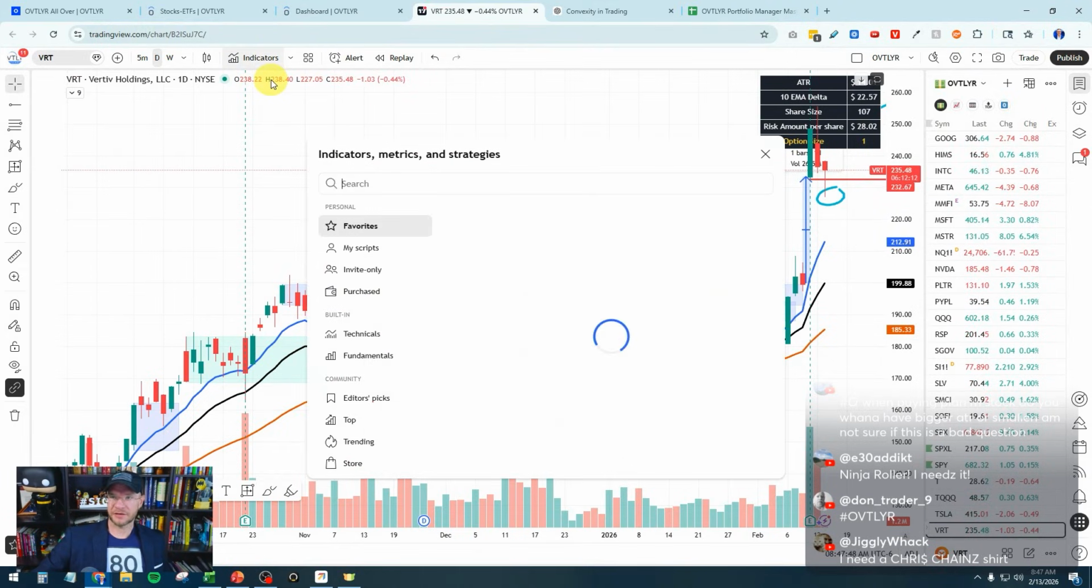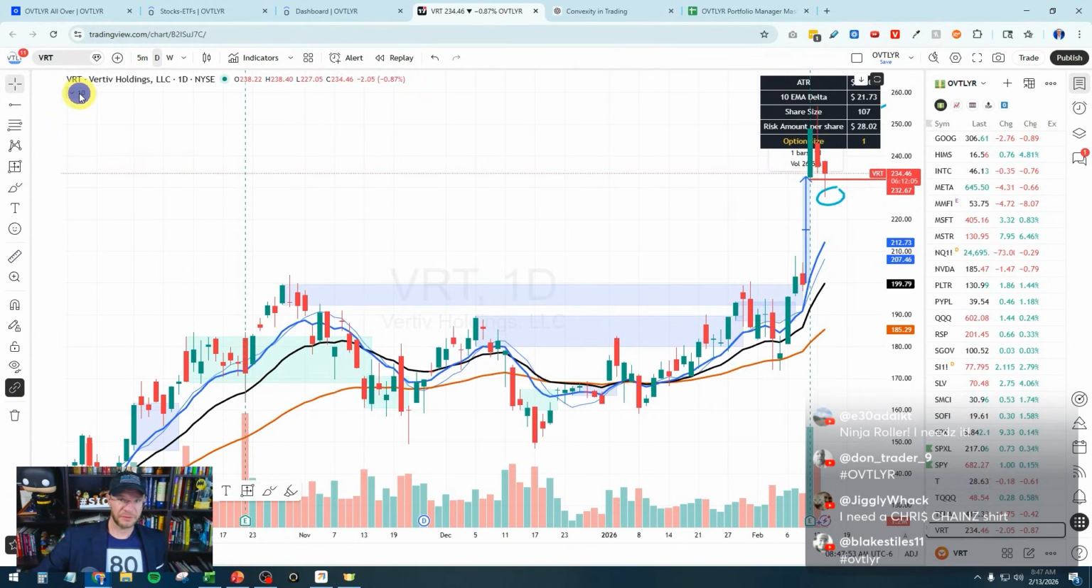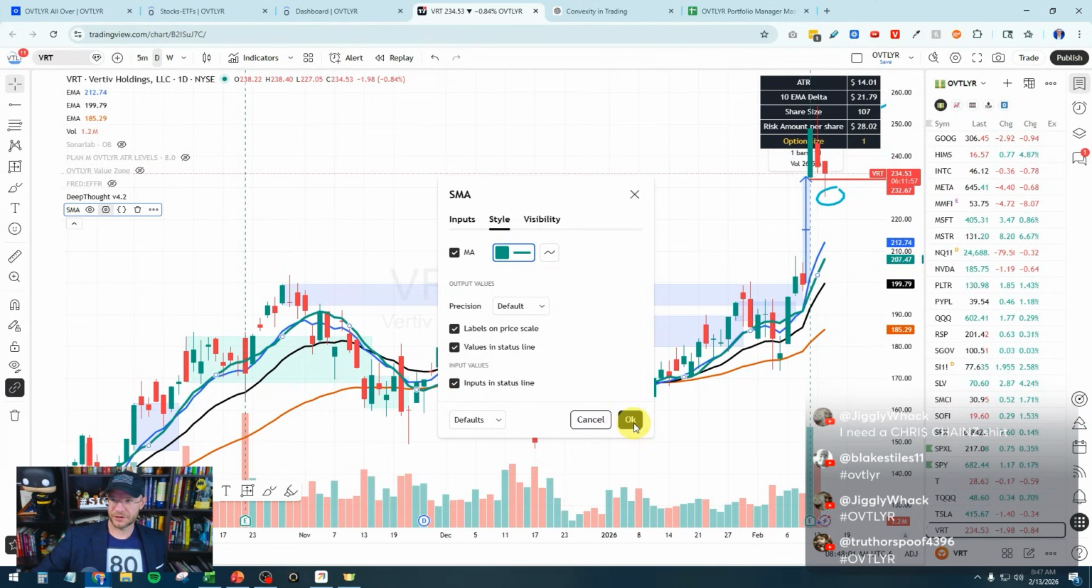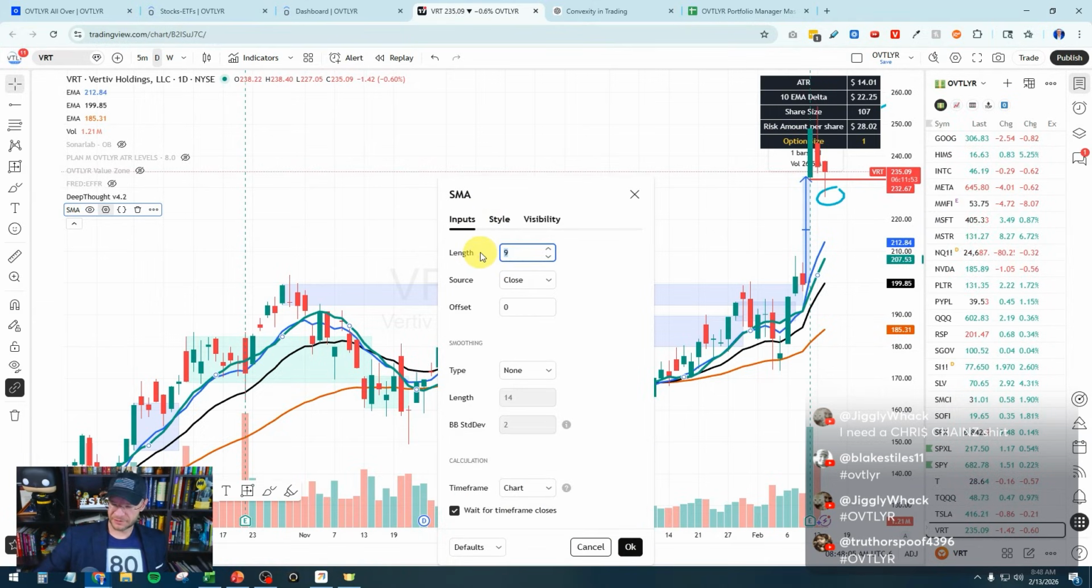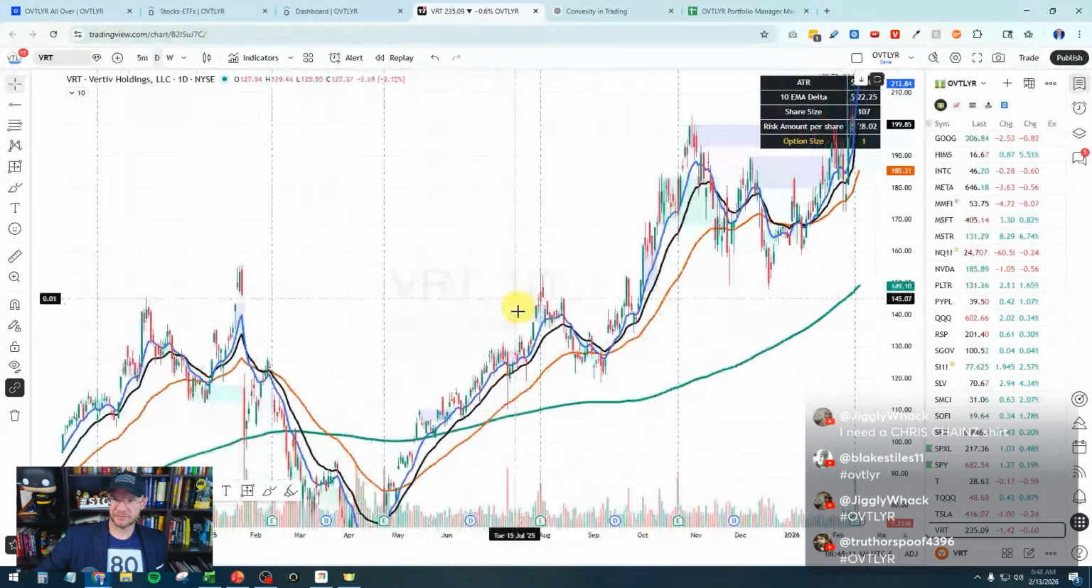Let me add it. Indicators, simple. There it is, simple moving average for 200. Okay. A lot of people use it, and I'm not saying you're wrong for using it. All right, let's make this green, and I like it super thick. And then let's change it to the 200 period. All right, that is a 200 period EMA right there.